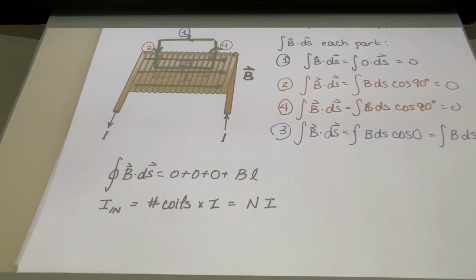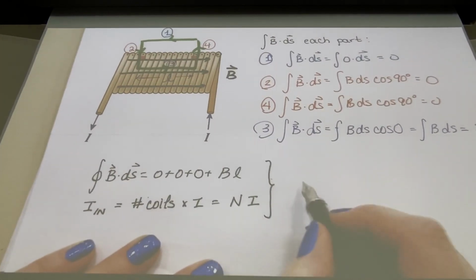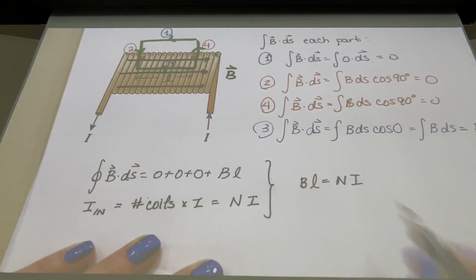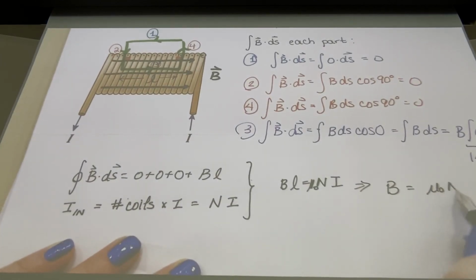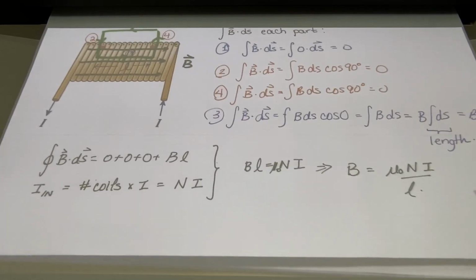So let's put everything together. These two things have to be equal. So B times L equals mu naught times N times I. So my magnetic field inside of a solenoid is mu naught times N times I divided by the length. This is one expression, and it is valid. This one is used quite a bit.